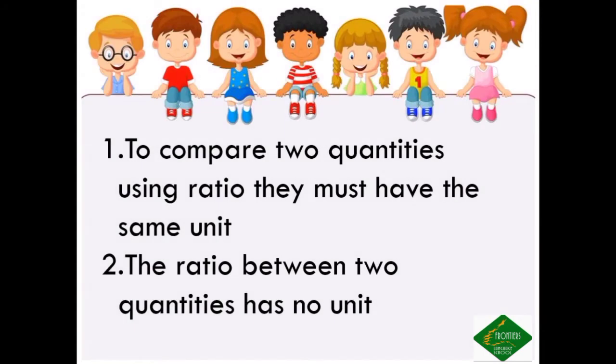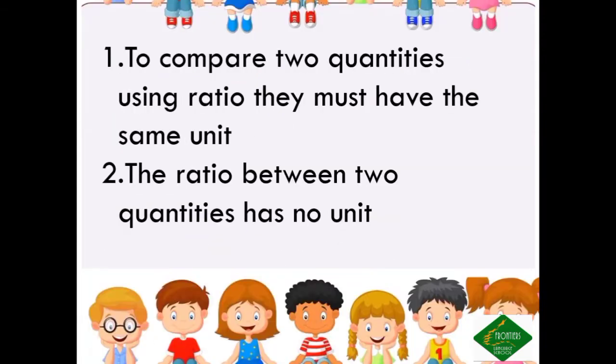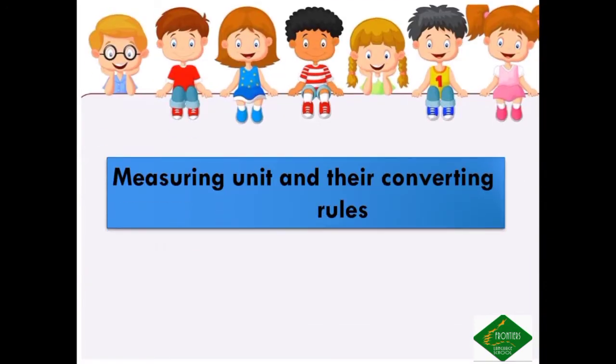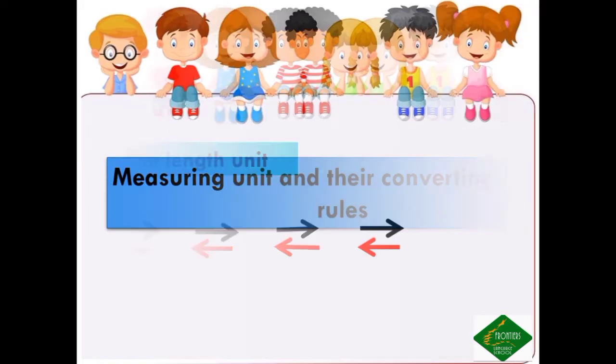To compare between two quantities using ratio, they must have the same unit. The ratio between two quantities has no unit. Measuring units and their converting rules.